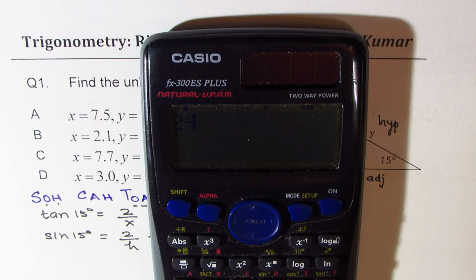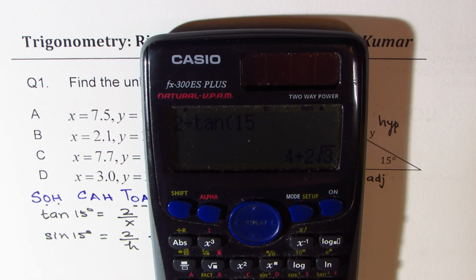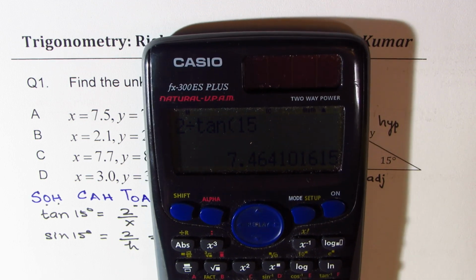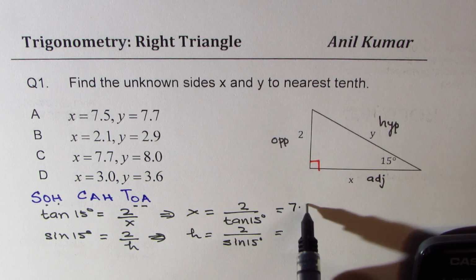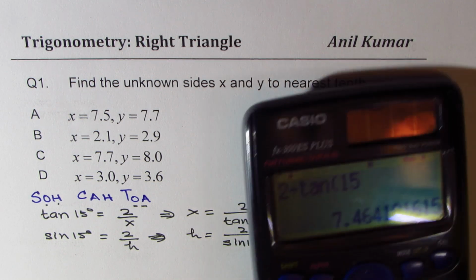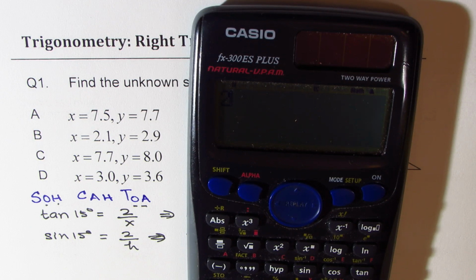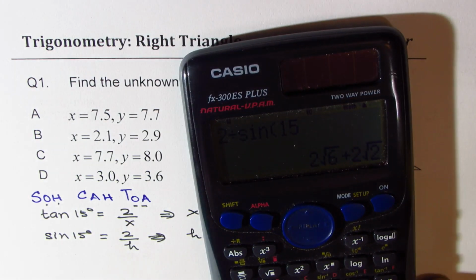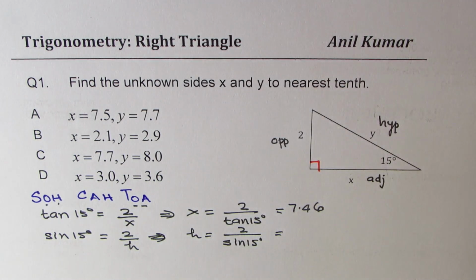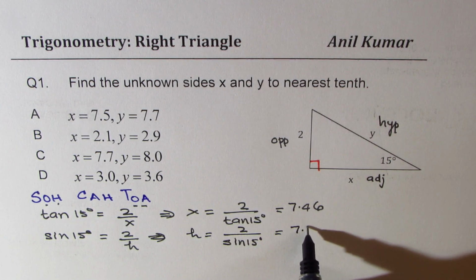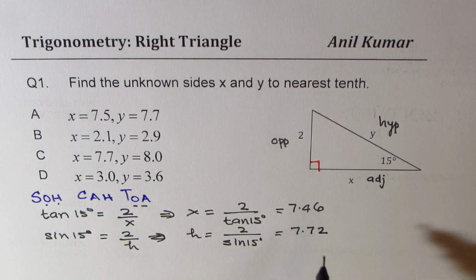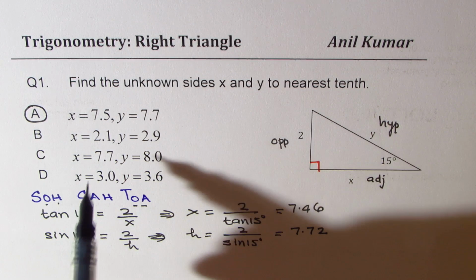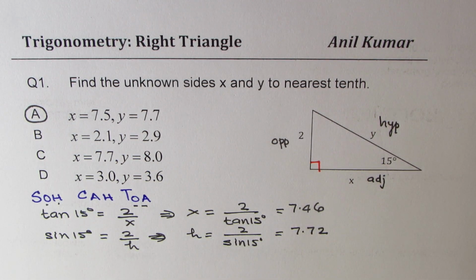So 2 divided by tan of 15 degrees gives us a value which in decimals is 7.46. And the other value is 2 divided by sine of 15 degrees, right? Which in decimals is 7.72. So the very first one is rounded to 1 decimal place. Perfect. So I hope that is clear.